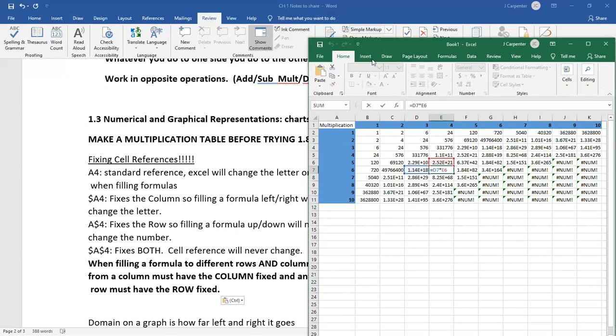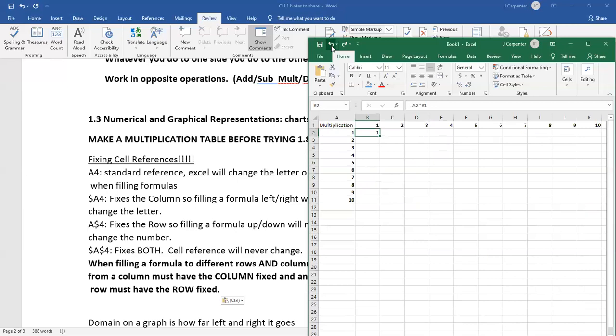So let's undo, undo, undo, undo. There we go. So back where we typed this original formula, we definitely need some cash symbols. Maybe we need to fix everything. Maybe that's your first instinct. Just fix everything.